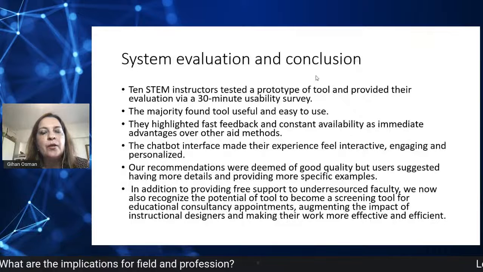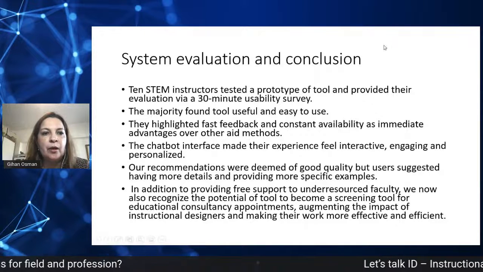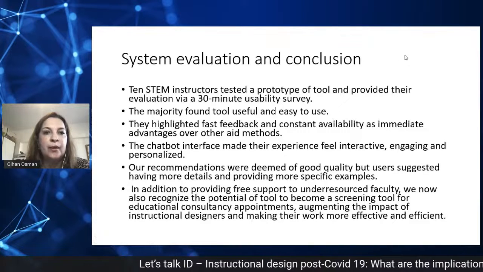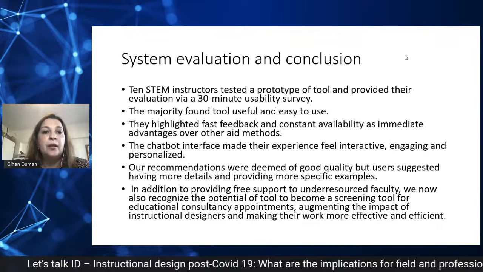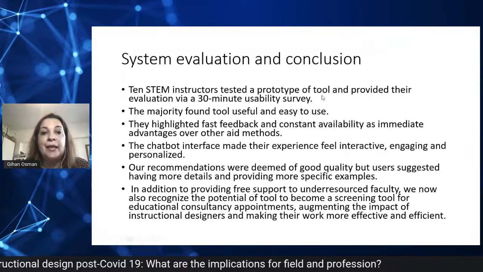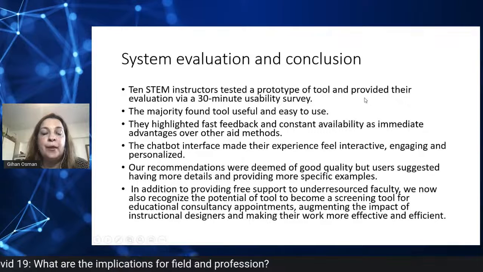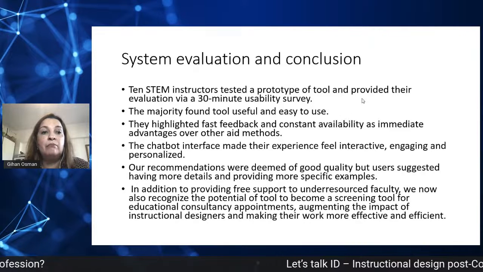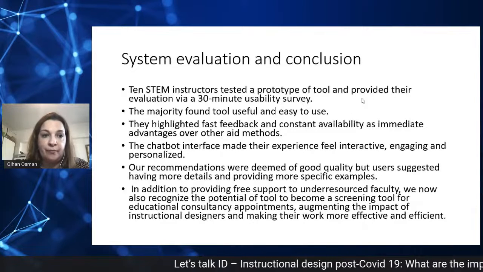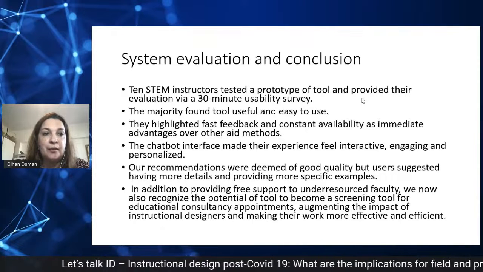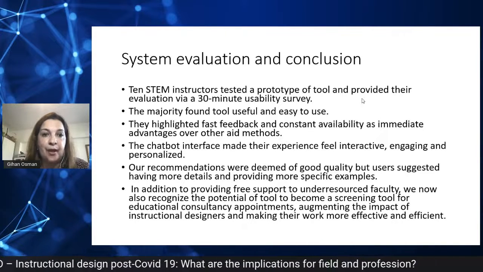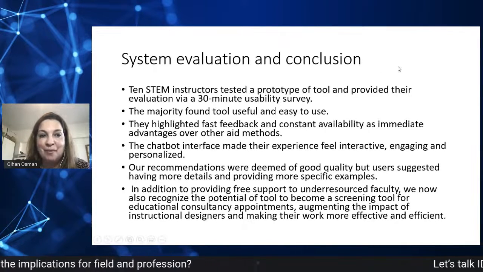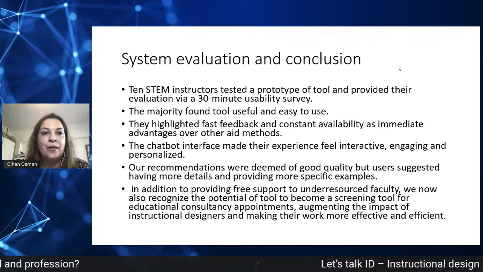So when we did the usability survey, most of the faculty said that it was useful and easy to use. They liked the chatbot. They found that interactive and user friendly and engaging. They said that the recommendations of the system were of good quality, but they were not detailed enough. They did not feel that they could take that recommendation and immediately apply it into their classroom. And this is where they felt there was a need for this very important person called the instructional designer.